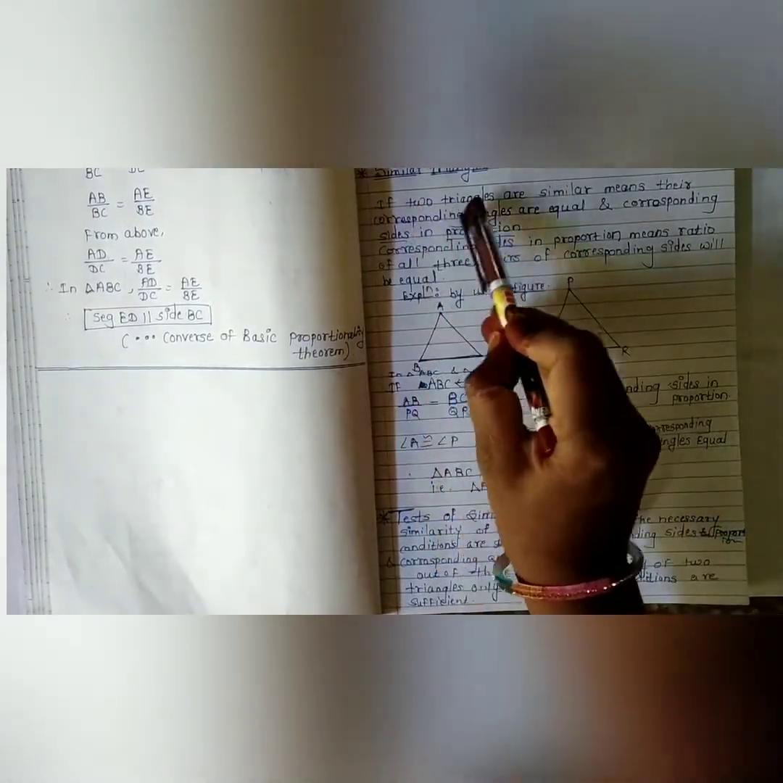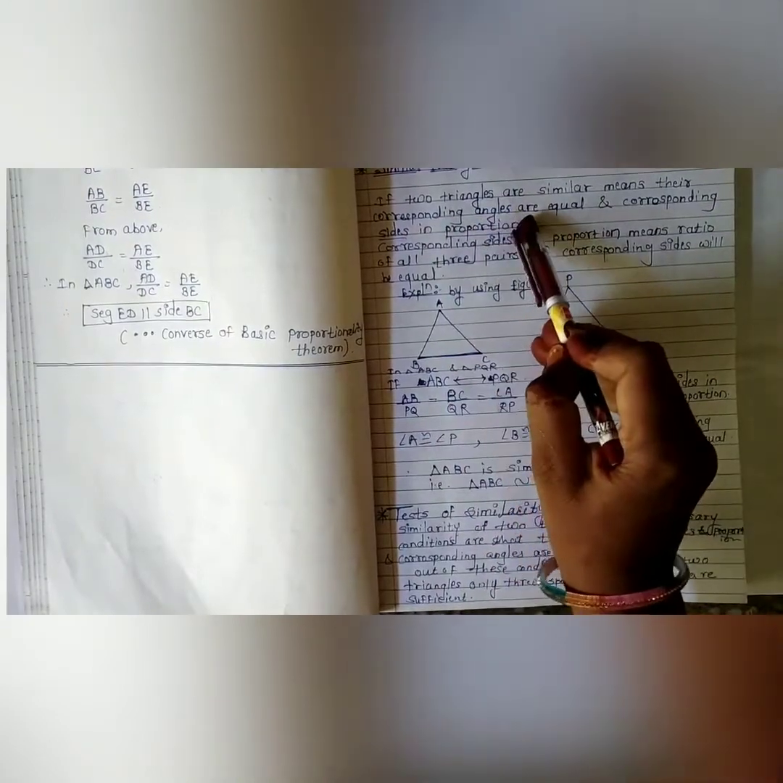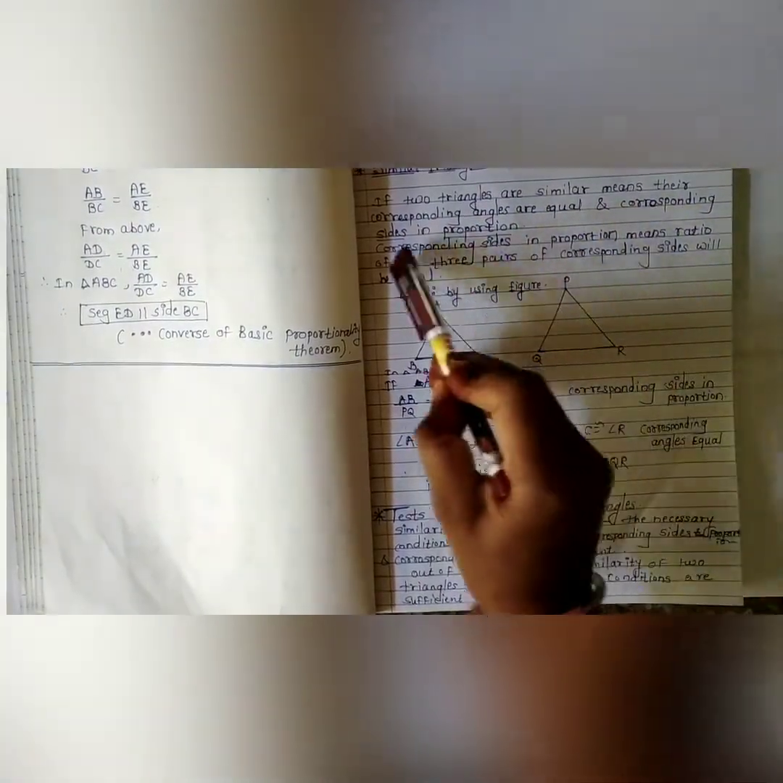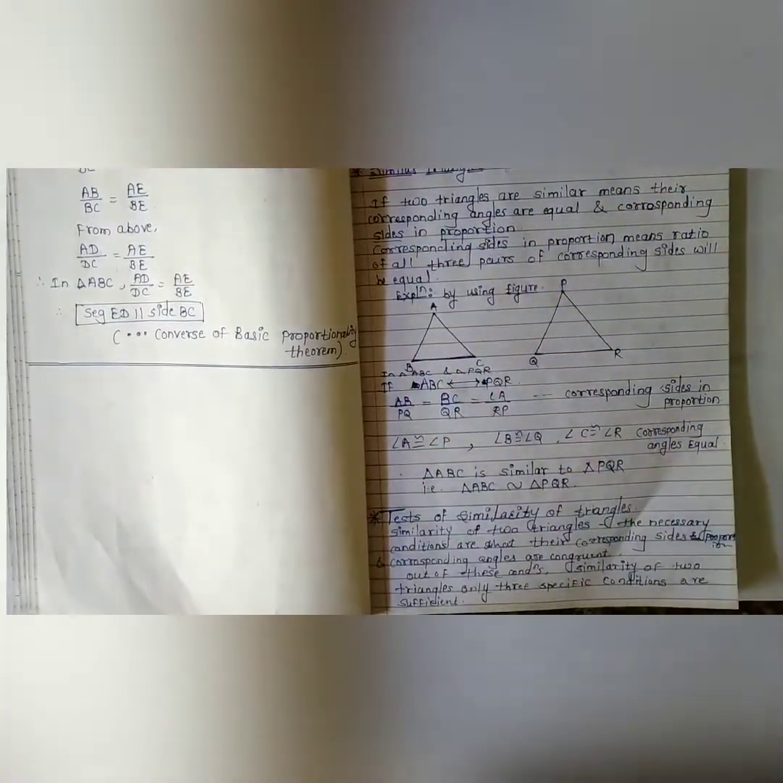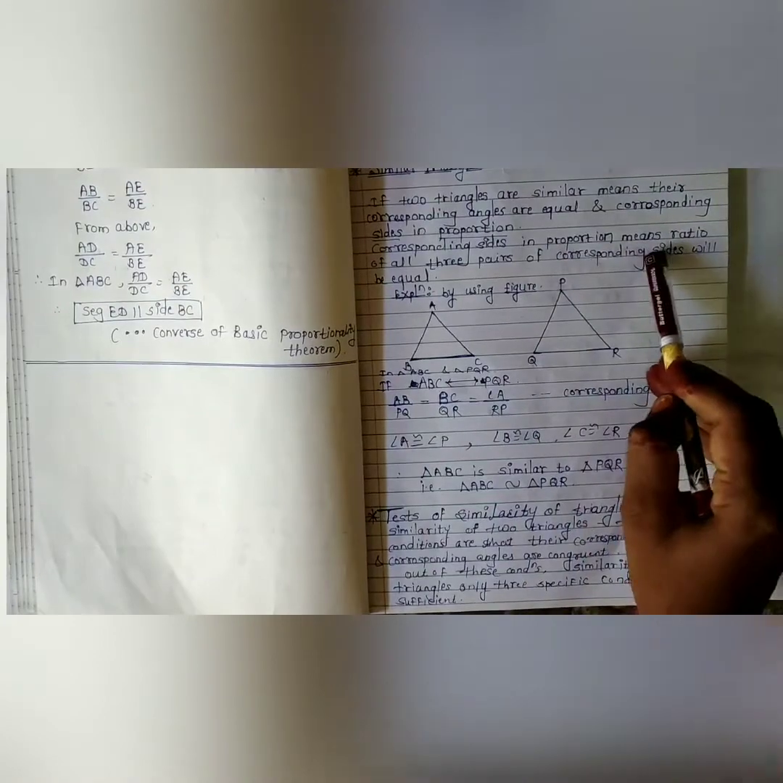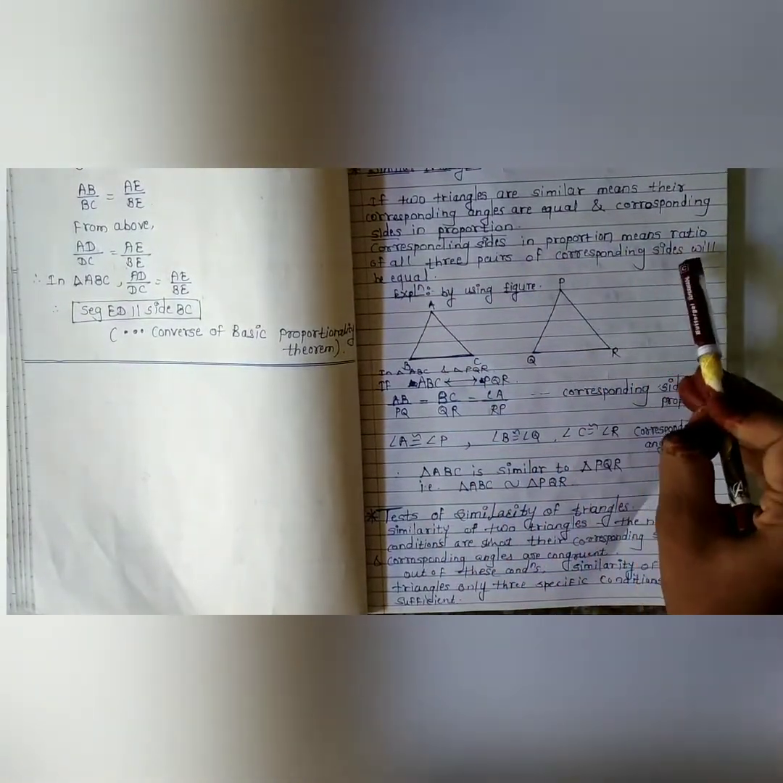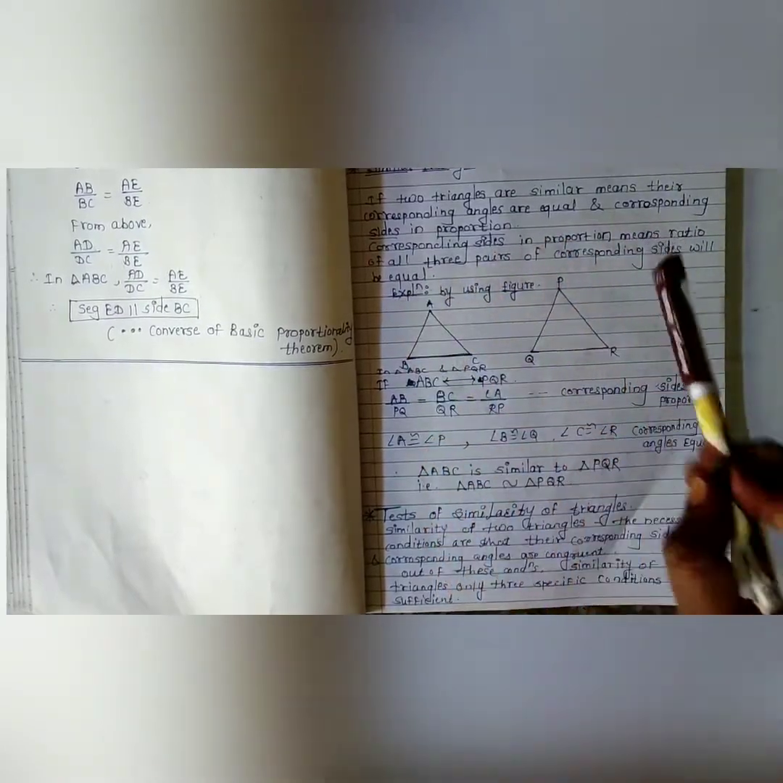If two triangles are similar, it means their corresponding angles are equal and corresponding sides are in proportion. First of all, what is meant by corresponding sides in proportion? Corresponding sides in proportion means the ratio of all three pairs of corresponding sides will be equal.